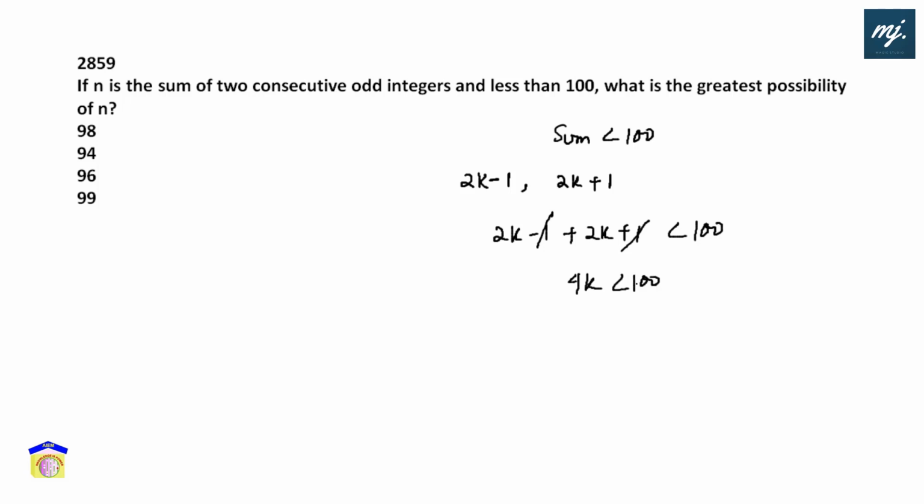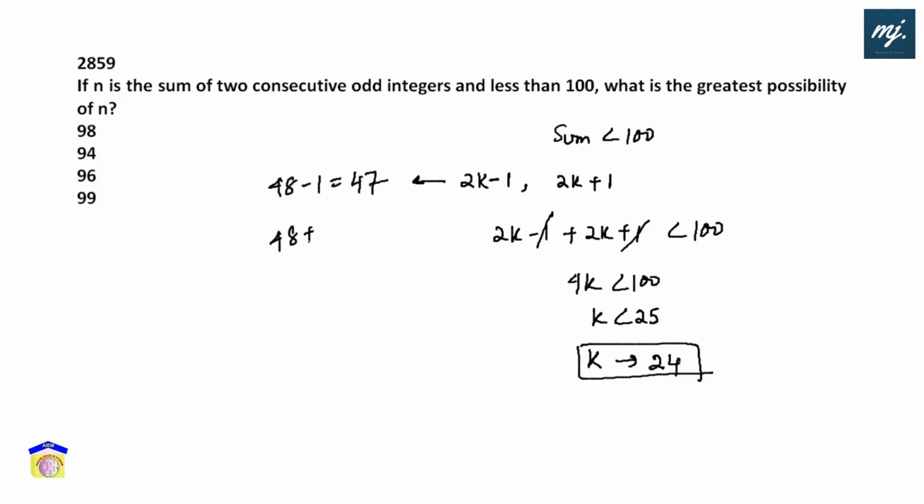4k is less than 100, k is less than 25. So the highest value of k would be 24. The two values we are looking for are 48 minus 1, that is 47, and 48 plus 1, that is 49, and the total would be 96. What is the greatest possibility of n? The greatest possible value of n is 96. Option C fits in.